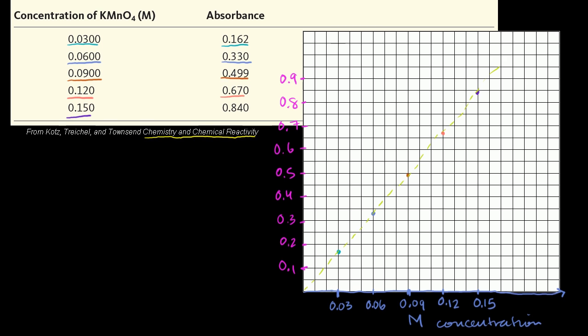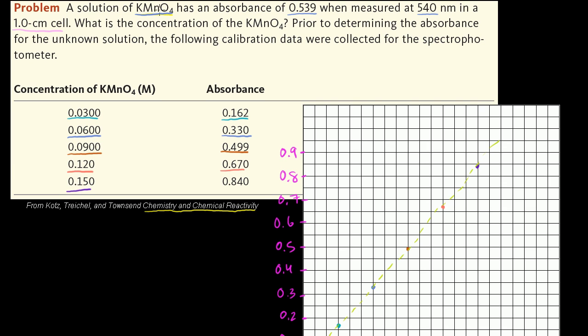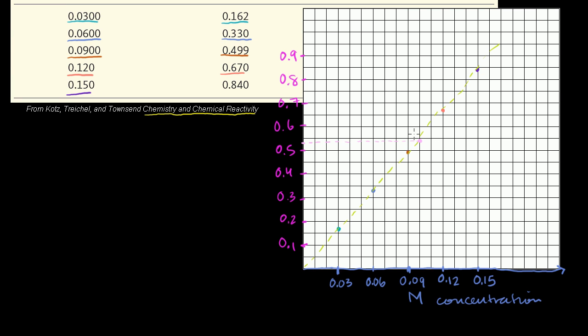Now, let's go back to our problem. We know that some mystery solution has an absorbance of 0.539. So 0.539 is, let me do this in pink, our mystery solution. So our absorbance is 0.5, this is 0.55, so 0.539 is going to be right over there. And we want to know the concentration of potassium permanganate. Well, if we just follow the Beer-Lambert law, it's got to sit on that line. So the concentration has to be pretty darn close to this line right over here.